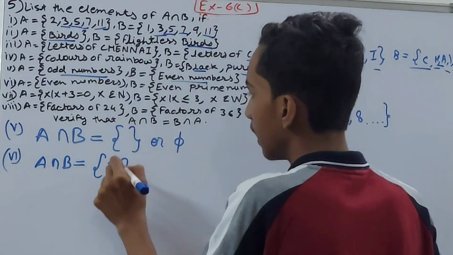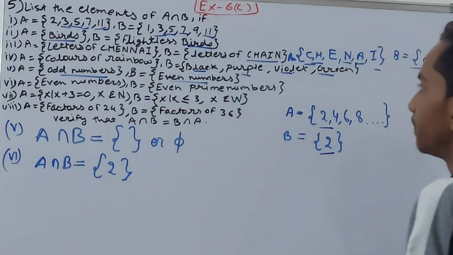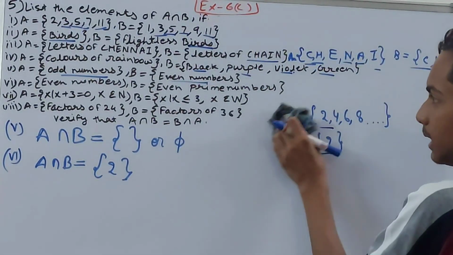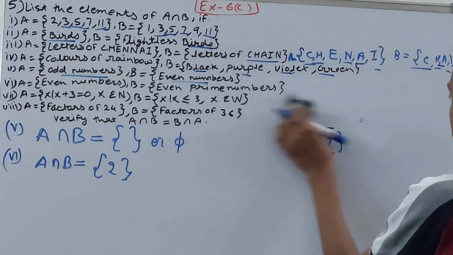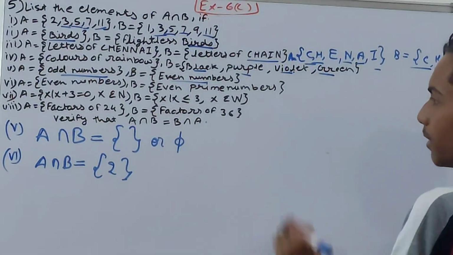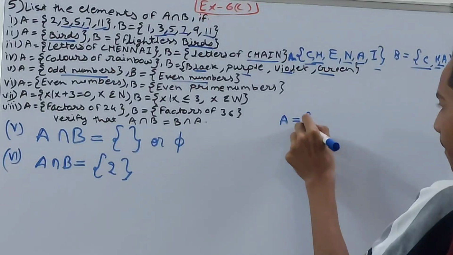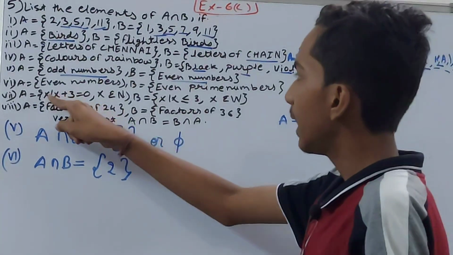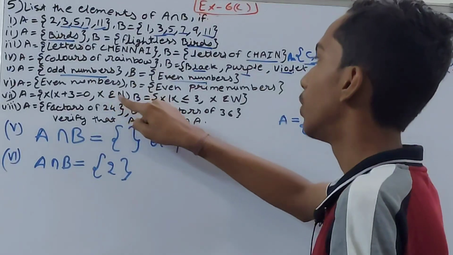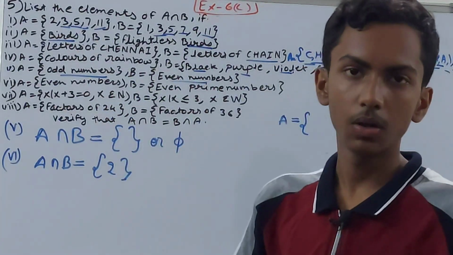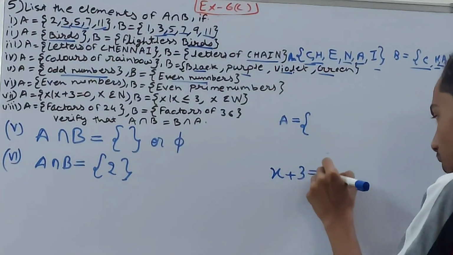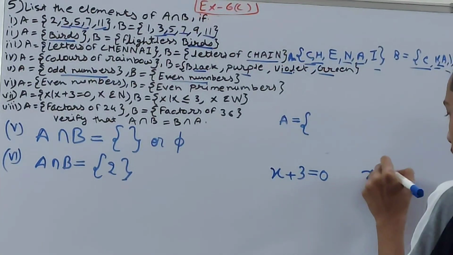Fine. Now you see the next one. A equals to {x such that x plus 3 is equal to 0}. Now we have to solve again another equation, right? Let's write down the values of A. See, x is such that x plus 3 equals to 0 and x belongs to natural numbers. What does it mean?